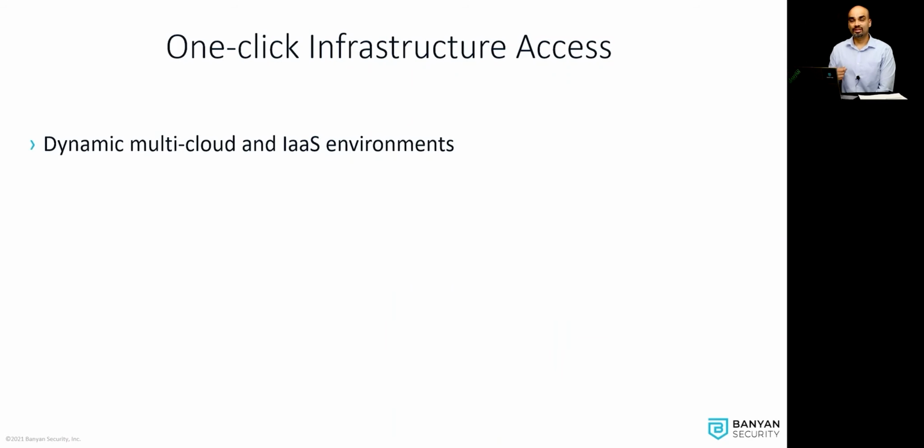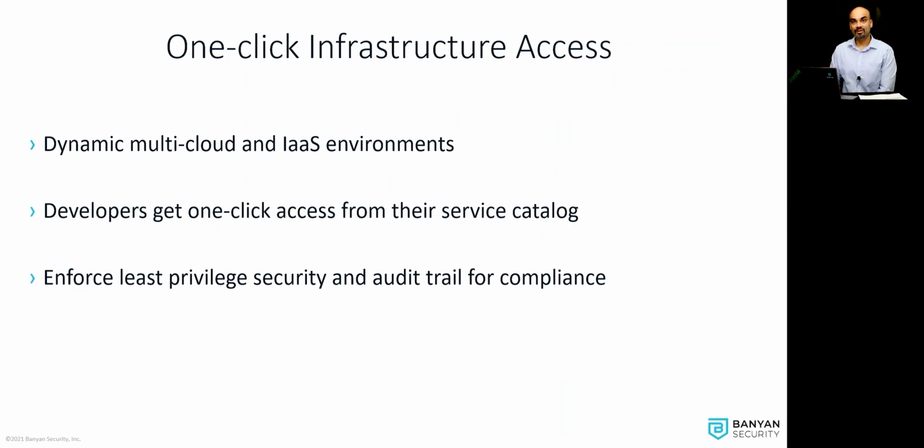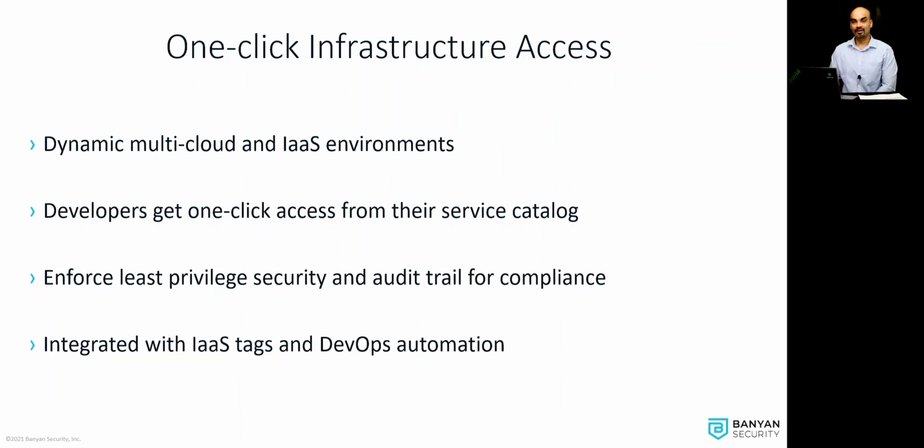We also saw how for the administrators, Banyan can integrate with IaaS, AWS tagging to simplify the creation of services and policies and so on. So with Banyan, you can secure your dynamic multi-cloud and infrastructure as a service environments. Your developers get one-click access. They have a service catalog that lists the different resources they have access to. Click a button and they get dropped right in. You can enforce least privilege security and also get a granular audit trail that is very useful for compliance. And finally, the whole system is designed for automation and for modern workflows.